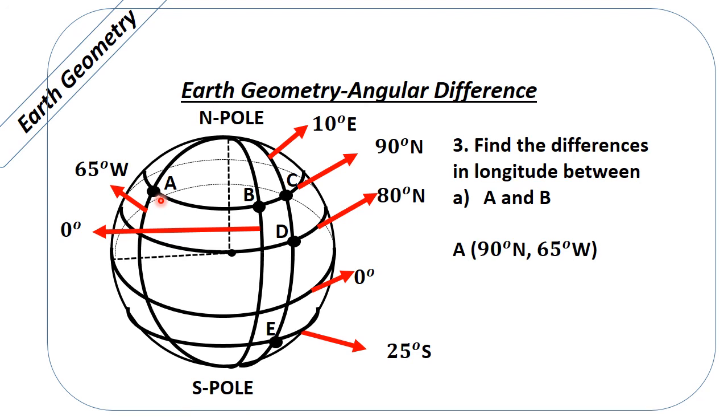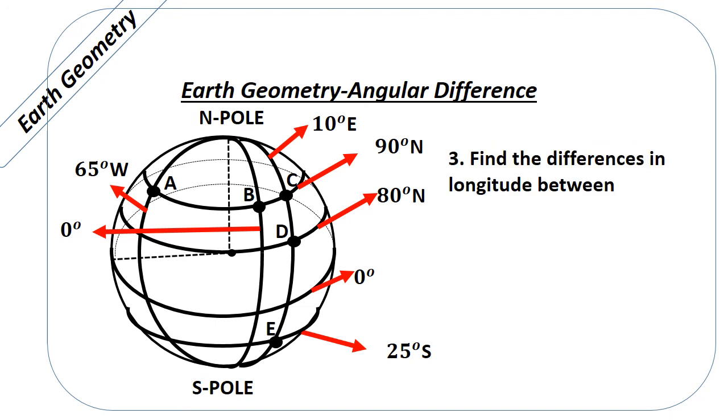So A is 90 degrees north and 65 degrees west, while B is 90 degrees north and 0 degrees. Here we're concerned with the longitudes, these ones. Since we don't have direction here, we can do anything, the answer will be the same. So here I chose difference. 65 minus 0 is just 65.